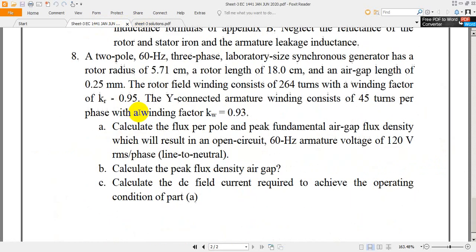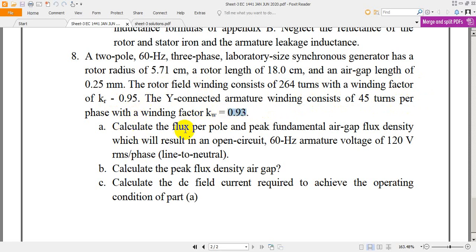Next, problem number 8. A 2-pole 60 Hz 3-phase laboratory size synchronous generator has a rotor radius of 5.71 centimeters, a rotor length of 18 centimeters and an air gap length of 0.25 mm. The rotor field winding consists of 264 turns with a winding factor of K_r equal to 0.95. The Y connected armature winding consists of 45 turns per phase with a winding factor K_w equal to 0.93.